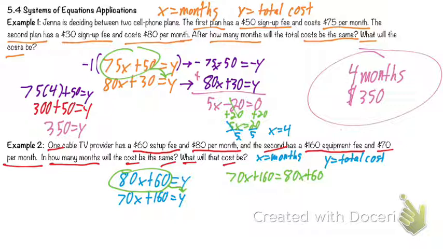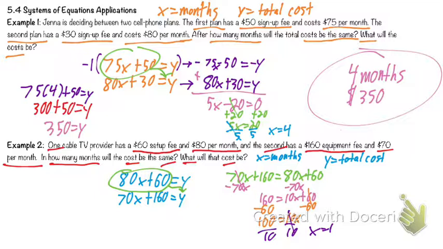a three-stepper back in chapter 2. So I'm going to subtract the 70x, get the x's together, get 160 is equal to 10x plus 60, subtract 60, 100 is equal to 10x, divide by 10, and x is 10, which represents the number of months.